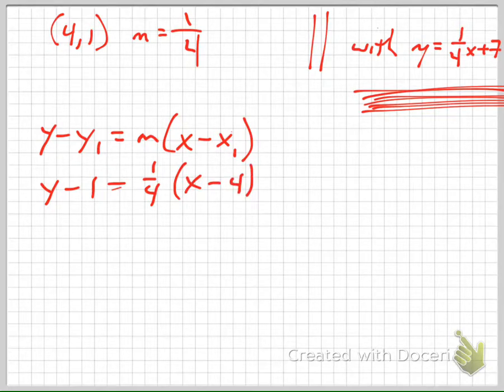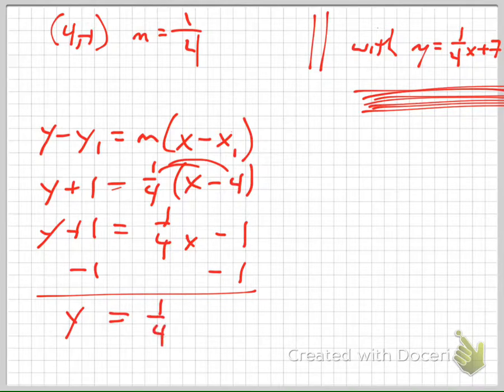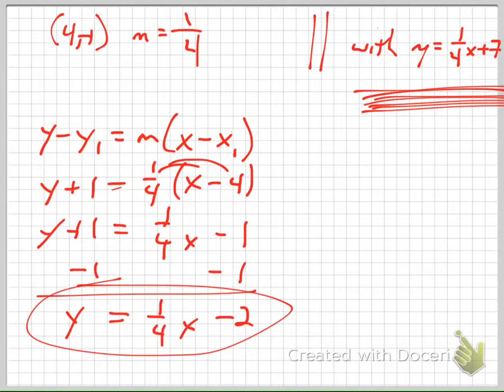The point is (4, -1). Oh, sorry, -1. So x would be a +1 here, right? Okay. y plus 1 equals 1/4 times (x minus 4)... so y equals 1/4 x minus 2. There's our line. Everybody get that? Does it make sense?